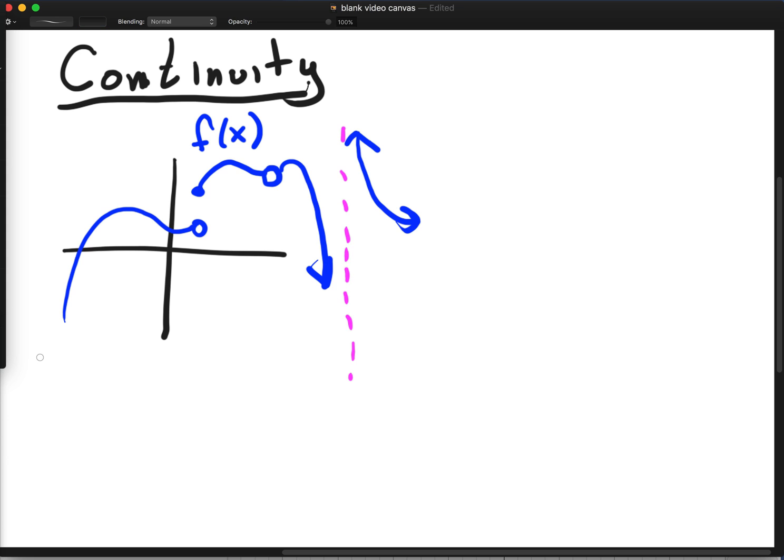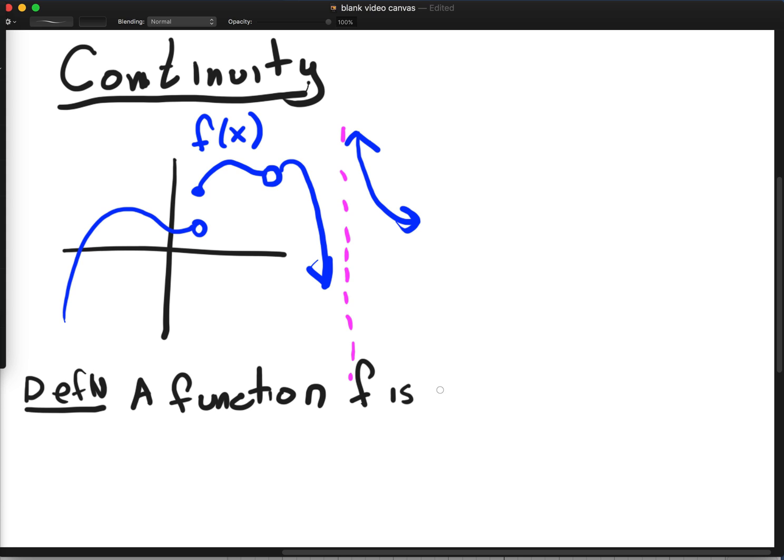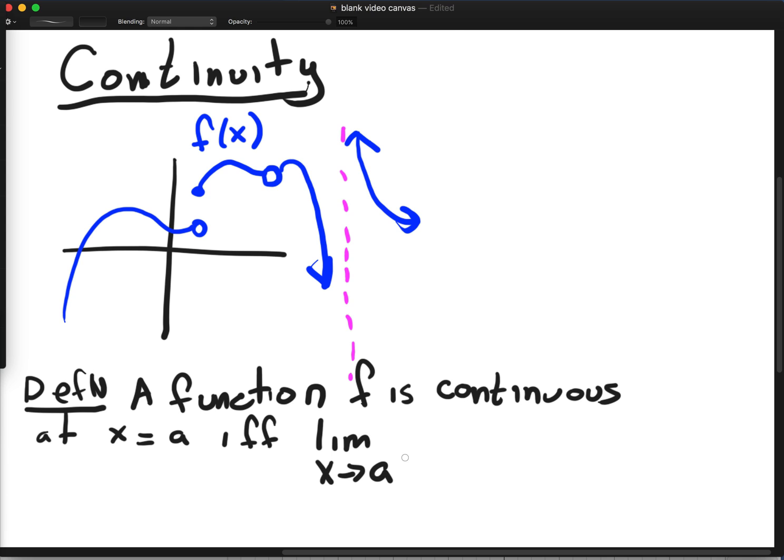So we have the definition. A function f is continuous at x equals a if and only if the limit as x approaches a of f of x equals f of a. Okay, and that's it. So that's the definition of continuity.